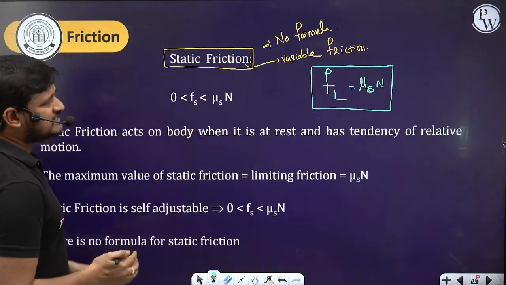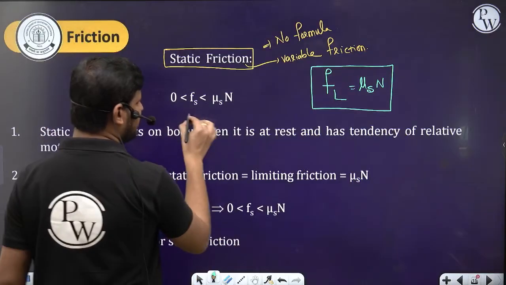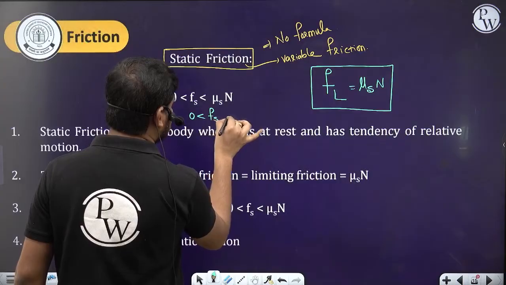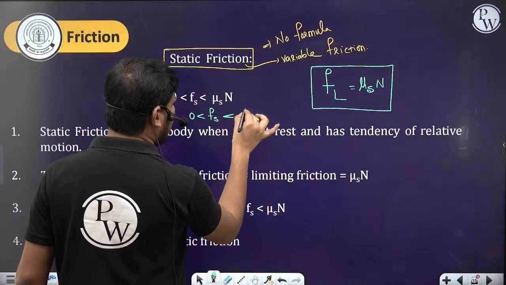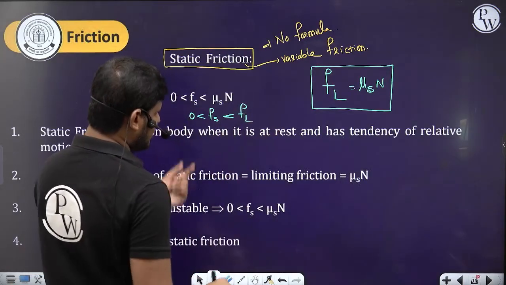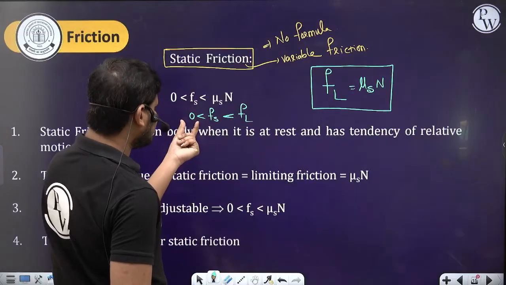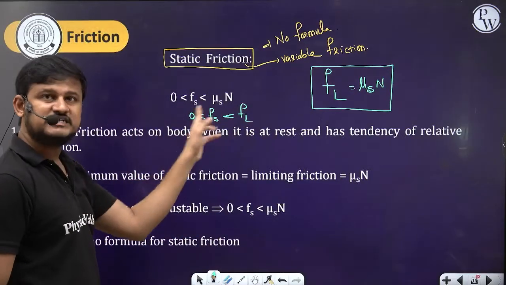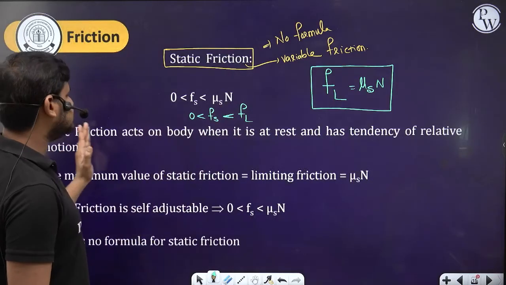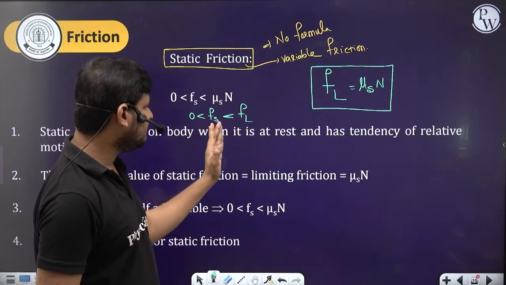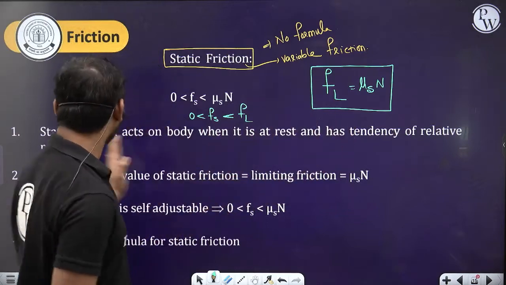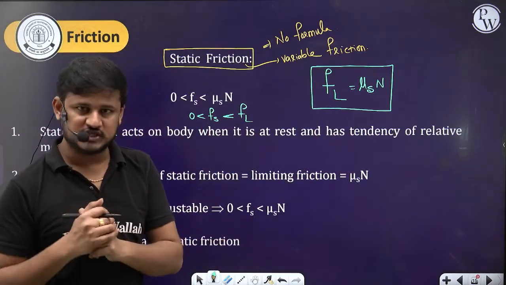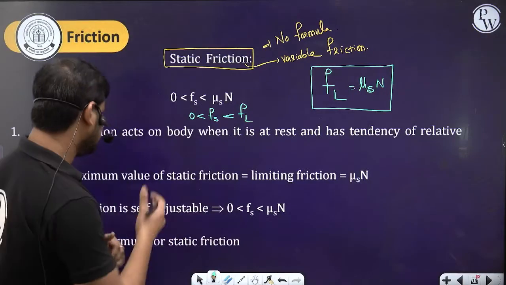Okay, so the static friction Fs always lies between 0 and the limiting friction. Its maximum value is the limiting friction and its minimum value is 0. Okay, it always lies between that. And the static friction acts on the body when it is at rest and has a tendency of relative motion. So when the body is at rest and has a tendency of relative motion, then the static friction comes. That point we know.